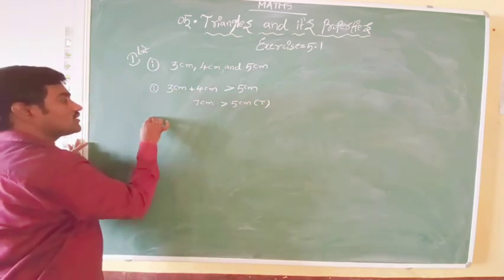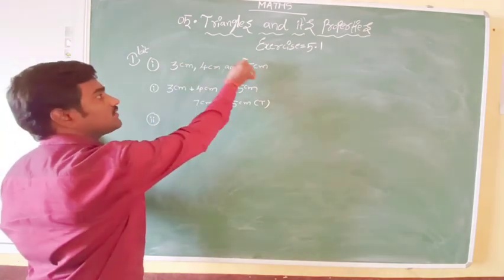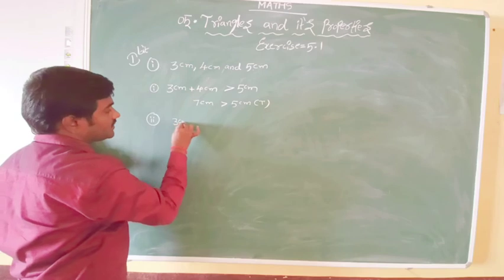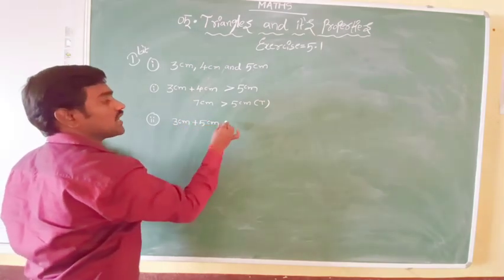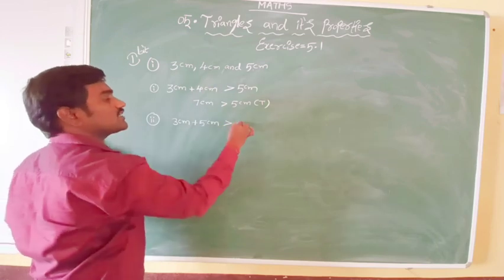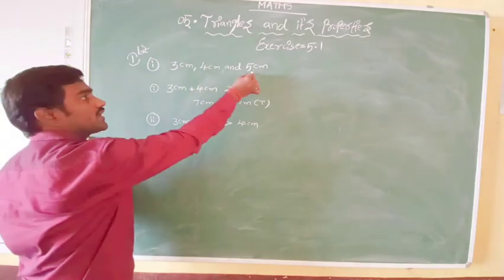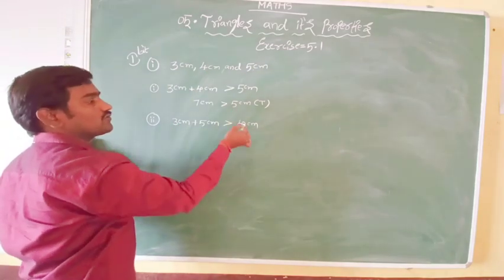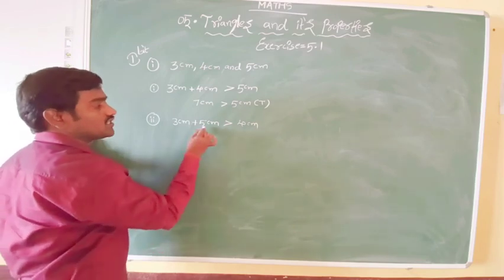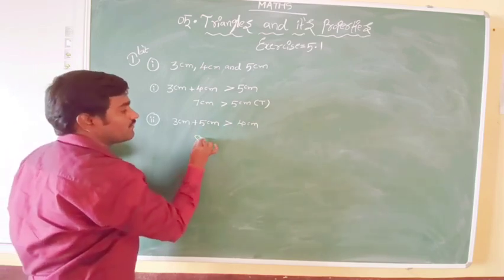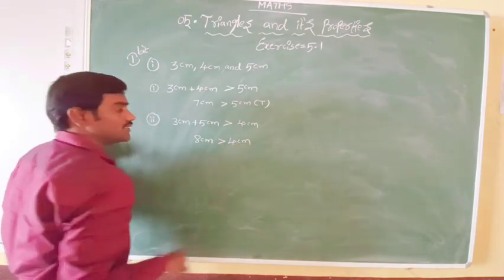And we can also go for the second. Internally you change that and do it. You take 3 centimeter plus 5 centimeter. The sum of these two sides should be greater than the third side, that is 4 centimeter, which is left over. Now the sum of 3 centimeter plus 5 centimeter gives us 8 centimeter, which is greater than 4 centimeter.